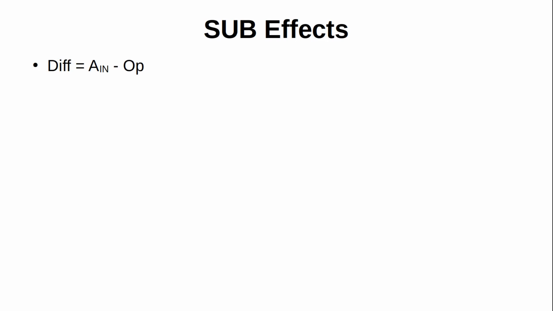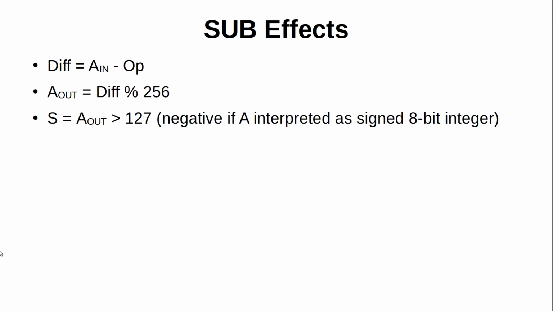Sub will calculate the difference of the value of the operand from the value of A, but this difference might not fit in 8 bits. So just like with add, we do a modulo 256 to get the lower 8 bits, and that's what ends up in A. If the new value in A can be interpreted as negative, the S bit is set. Again, the Z bit will be set if A ends up as 0, which is guaranteed if you do a sub A instruction, as anything minus itself is 0.